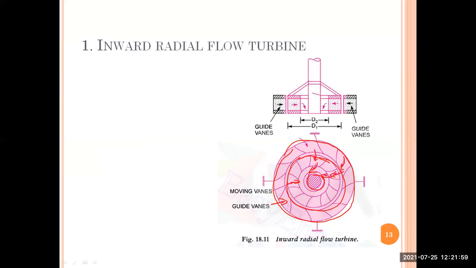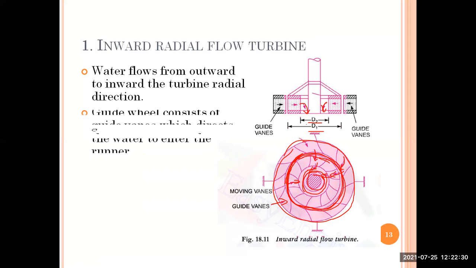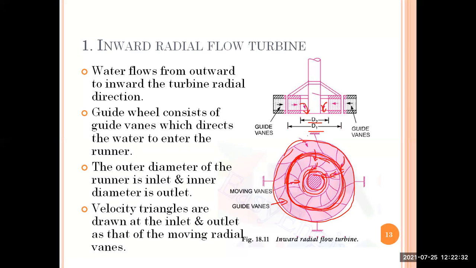And in this particular case, the outer diameter of the runner will act as the inlet, and the inner diameter, so D1 acts as the inlet and D2 acts as the outlet. You can see here also, the water is leaving. So D1 acts as an inlet and D2 acts as an outlet. So that is the inward radial flow turbine.